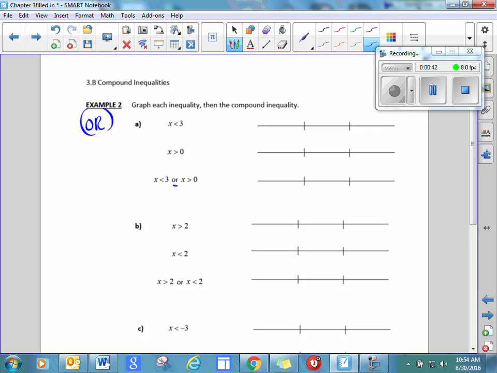And there's the word "or". So again, we're going to do just like we did before. 3 is the bigger number. 0 is our smaller number. We want all the numbers less than 3 going this way. We want to graph all the numbers greater than 0 going this way. And now our solution graph is going to look different because it is going to include all of the points that are in this graph or are in this graph.